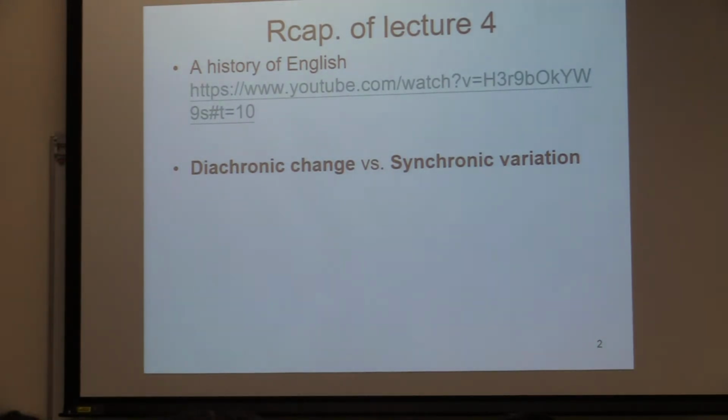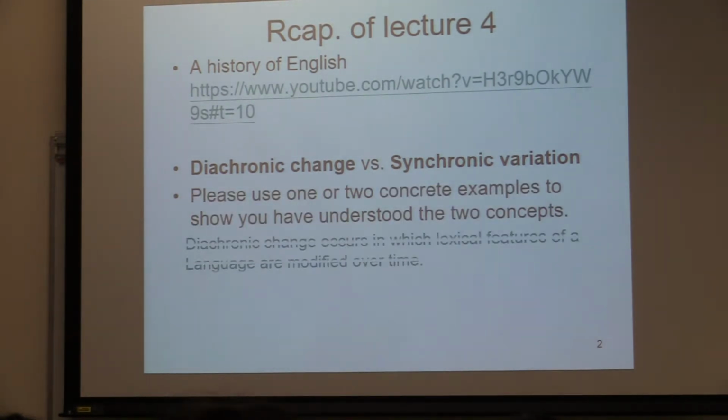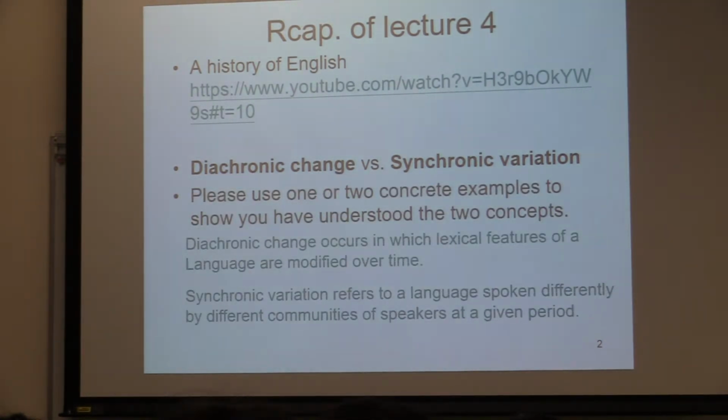What about synchronic variations? This way, right? Okay. Can you give me one example? Yeah, British English and American English is a good example, right? Because of geographic difference, right? Okay, so pronunciation is different. Maybe sometimes we use certain different vocabulary items, okay? So this is the difference between diachronic and synchronic variation.